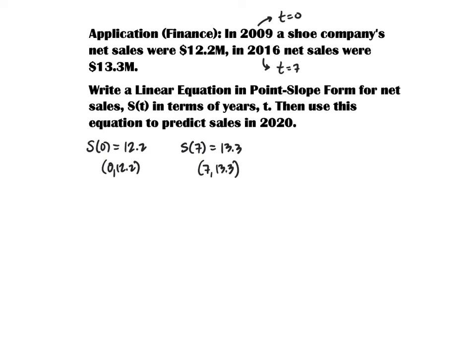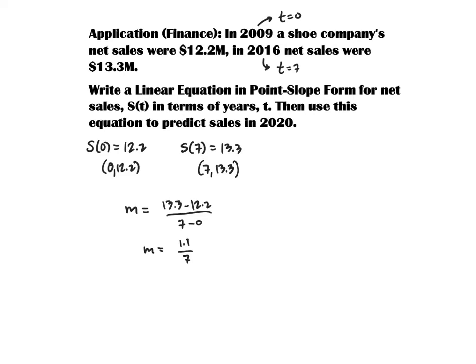Okay, so this allows me then to find the slope. Now the slope will equal y2 minus y1 over x2 minus x1, or in this case, t2 minus t1. Okay, so I'm going to say, without reducing, the slope is 1.1 over 7. So it looks like $1.1 million per 7 years. Okay, now, in point-slope form, let's write out our equation here in blue, actually green, because it's all about the money in this case.